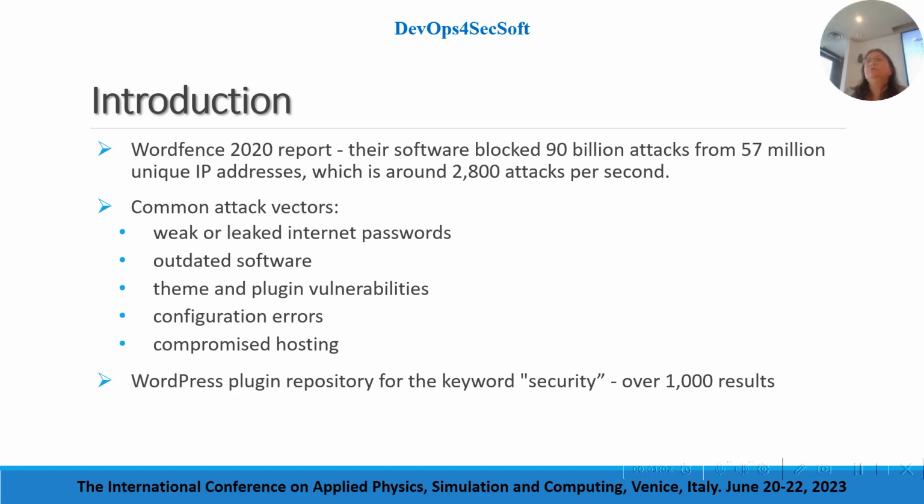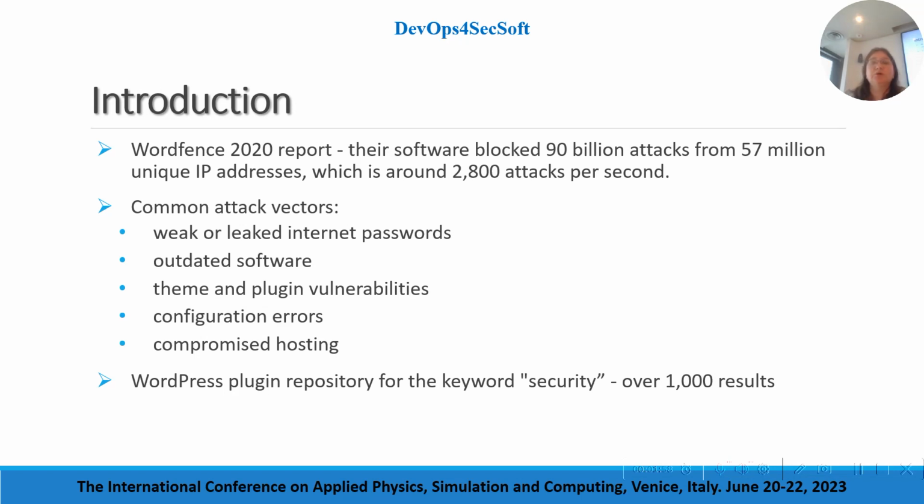So maybe you know that WordPress is the most widely used content management system. WordPress is open source and it is used to create sites on the internet. Here you can see some facts. For example, the Wordfence report says that their software blocked 9 billion attacks from 57 million unique IP addresses, which is around 2,800 attacks per second. And because WordPress is open source, it is much harder to protect this software. So it is a big problem.